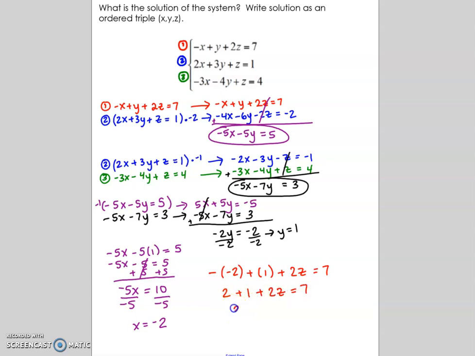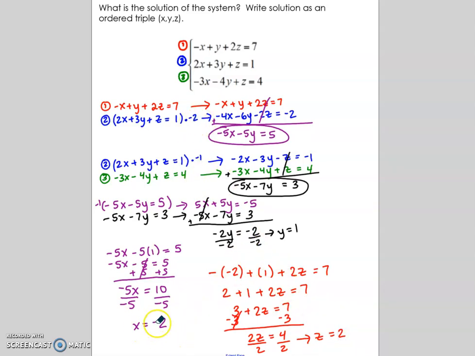So 2 plus 1 is going to give us 3 plus 2z equals 7. We're going to subtract 3. We're going to get 2z is equal to 4, and then we're going to divide by 2. And we're going to get that z is equal to 2.